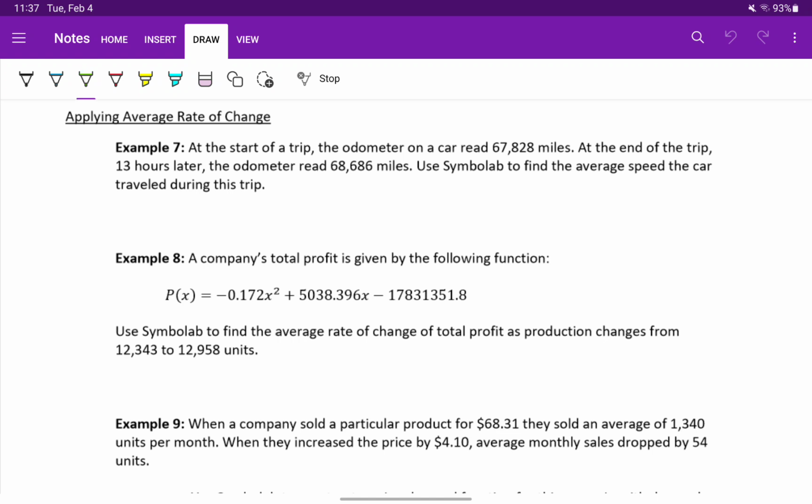To do this, we want to set up two coordinate pairs. There's a piece of information we have to infer from the problem. Our two variables are time and mileage. What's not explicitly stated is that at the start of the trip, we're at a time of t equals 0 hours. So our coordinate pairs will be 0, 67,828, and after 13 hours, a mileage of 68,686. What we want to do is find the average rate of change through those 2 points.